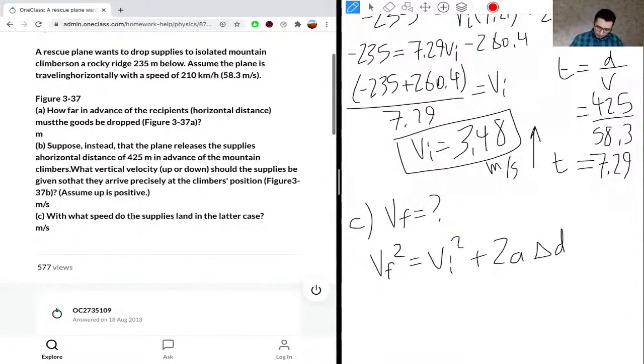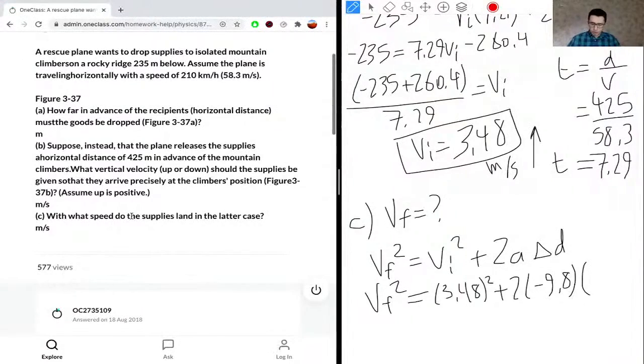So we'll substitute in the values we know. VF is unknown. VI is what we calculated in the previous question, so it's 3.48 squared plus 2 times the acceleration, negative 9.8, times the distance, which is given in the question as negative 235. So that's just the height. We're using the kinematic equation in the y direction because that's where the acceleration happens. We would not use kinematic equations in the x direction because there's no acceleration in the x direction.